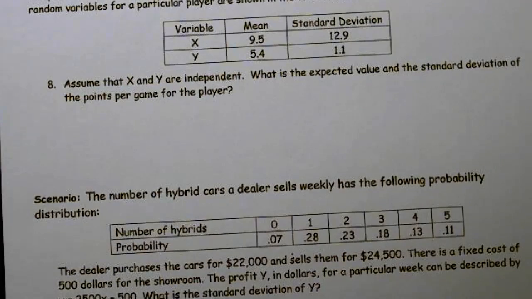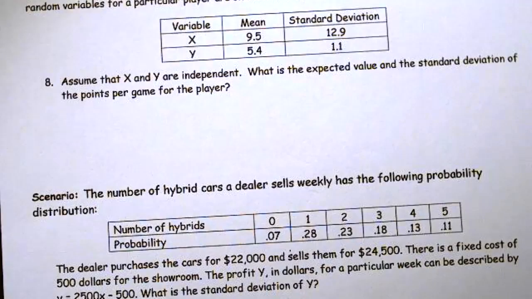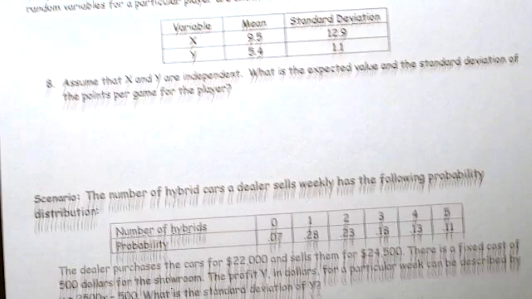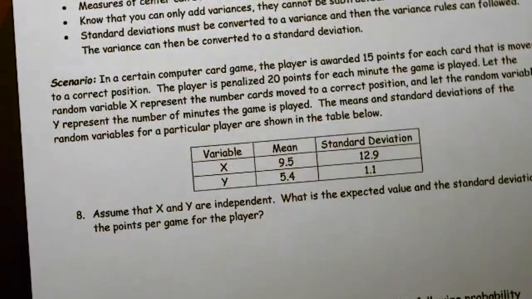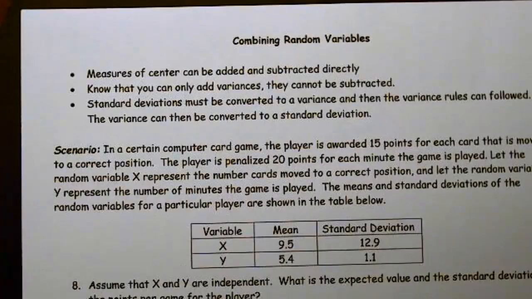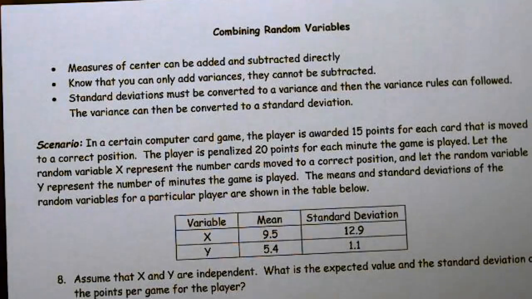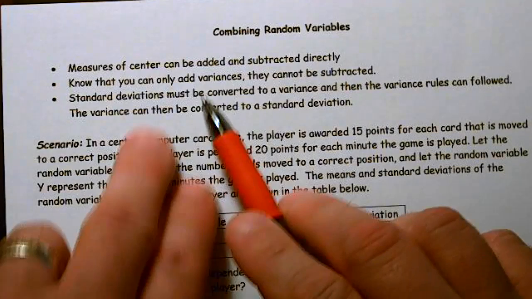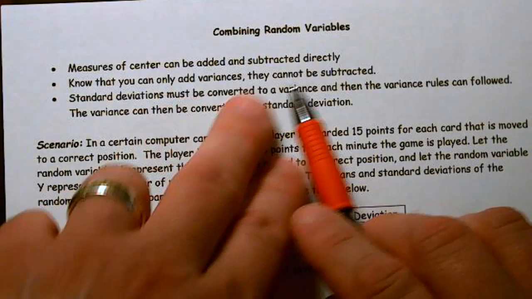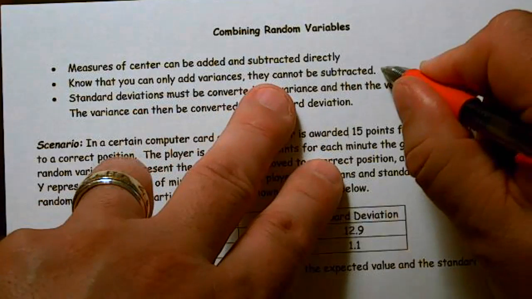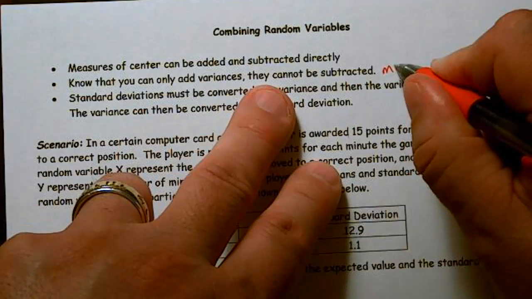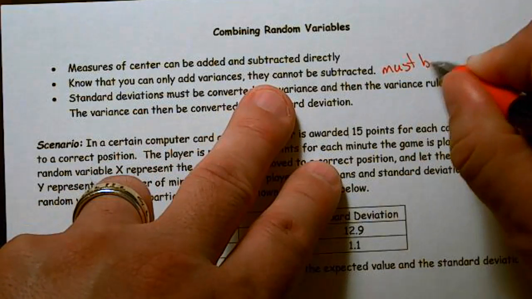And then we're going to move on to combining random variables. When we combine random variables, we have certain rules that apply. First off, measures of center can be added and subtracted directly. Variances can only be added, they cannot be subtracted, and they must be independent in order to do so. Must be independent.